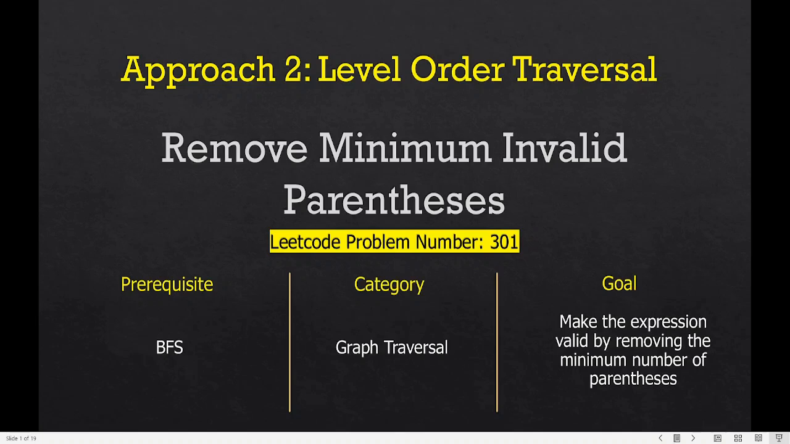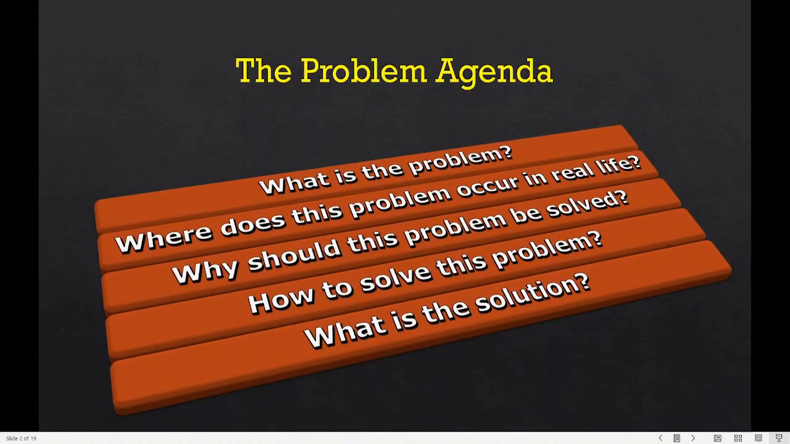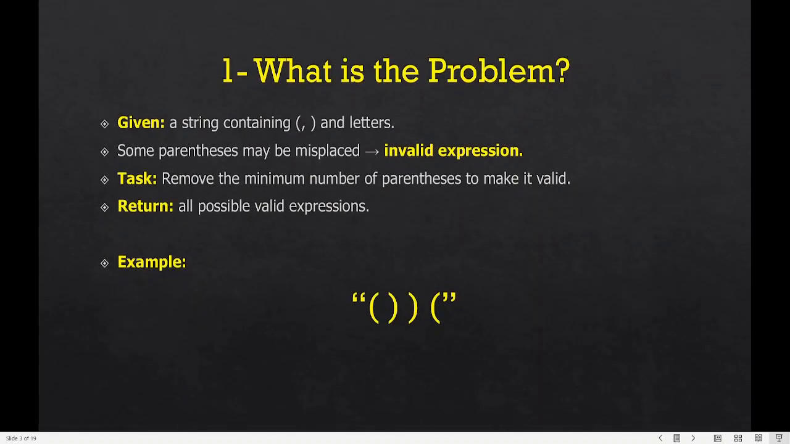Our goal is to make the expression valid by removing the minimum number of parentheses. So our today's problem agenda is, first of all we'll discover what is the problem, then we'll find where this problem occurs in real life and why it should be solved. How to solve this problem relates to dry running, and what the solution is is associated with the final code. So first of all, let us take a look at the problem.